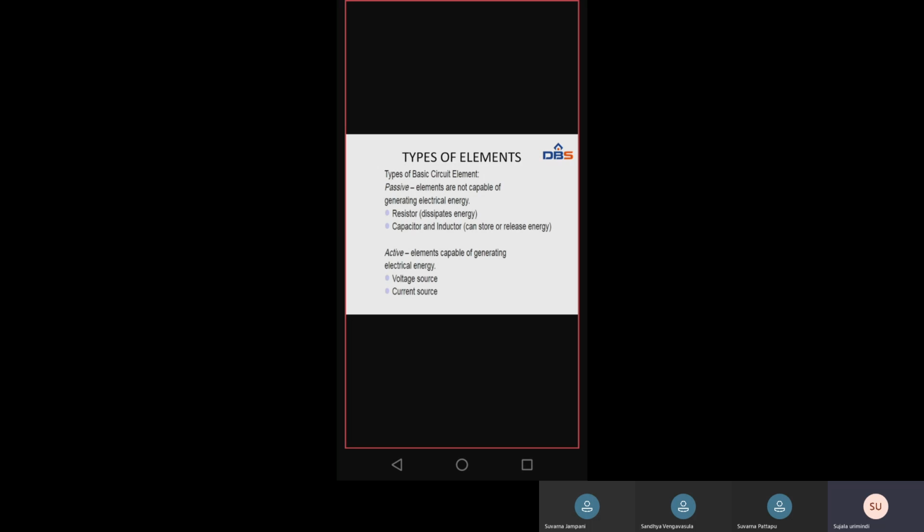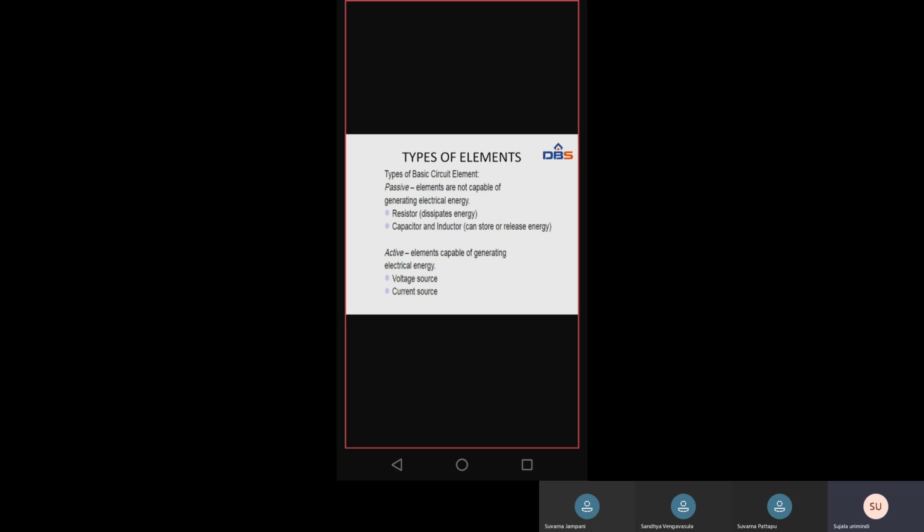Then we take the inductor and the capacitor. The inductor and the capacitor store energy, but what is the behavior of each? The inductor opposes the sudden change of current. The main behavior of the inductor is that it opposes the sudden change of current. The energy stored in the inductor is magnetic energy. The letter we use is L, and the unit of the inductor is the Henry.